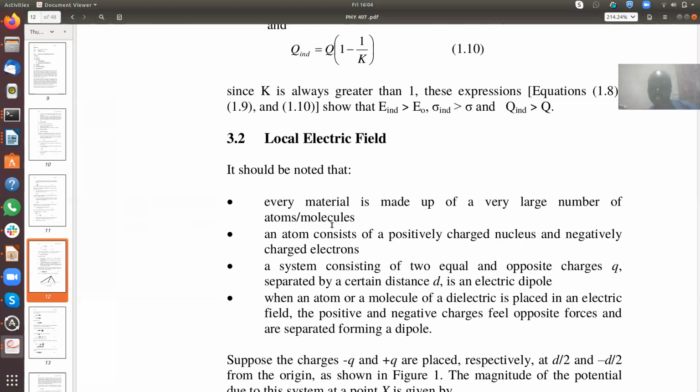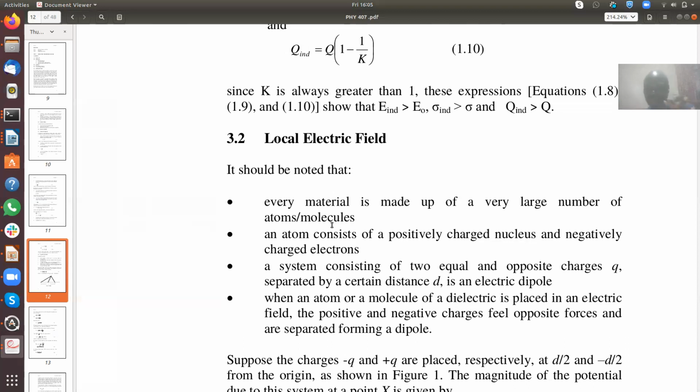Also, a system consisting of two equal and opposite charges, Q, separated by a certain distance d is an electric dipole. That is, you can have what is called an electric dipole when you have a system of two equal and opposite charges. That is, you have a charge Q of the same magnitude, but they have different signs, that is, different polarity, and they are separated by a distance d. If this happens, you have what is called an electric dipole.